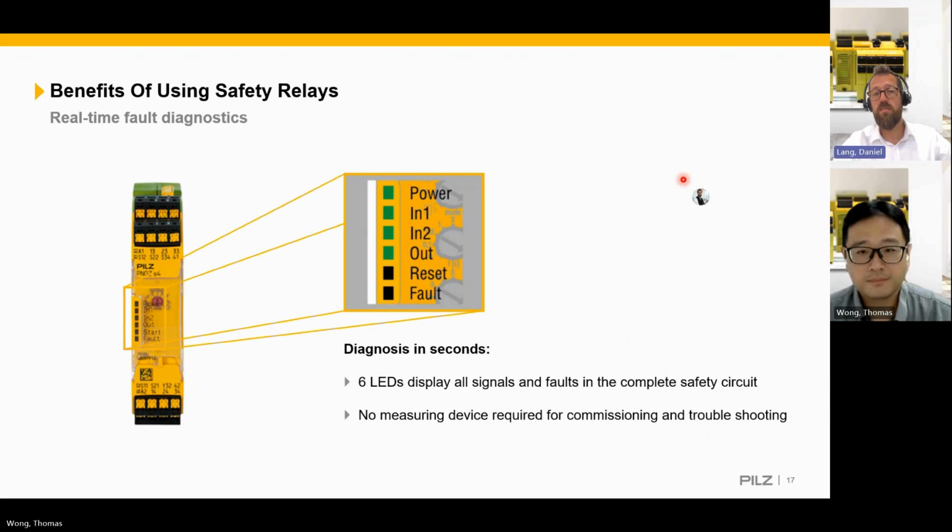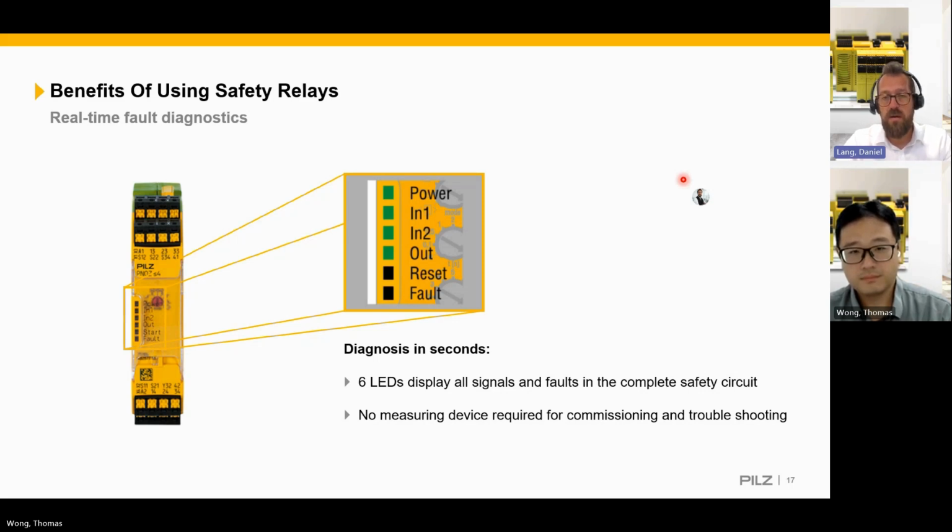Then, of course, we have a real-time fault diagnostic. If you just remember the picture I showed, with everything wired in there, I said this is a very simplification of the working purpose. Then it is just like, how do you diagnose it? And with the safety relay, you have real-time fault diagnostic.